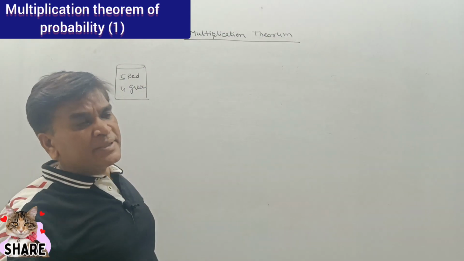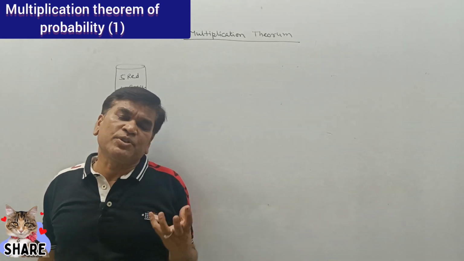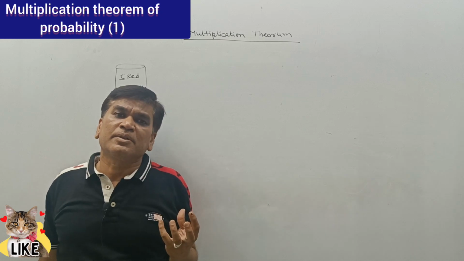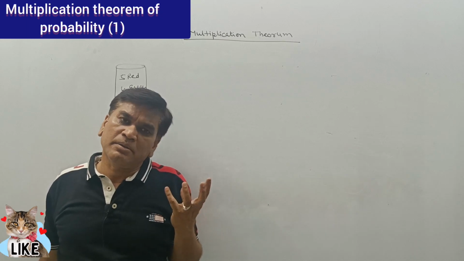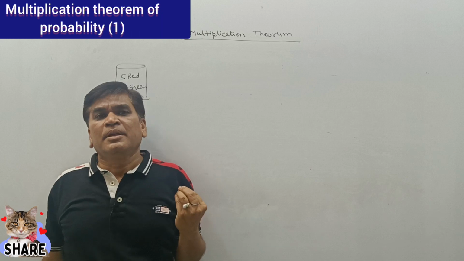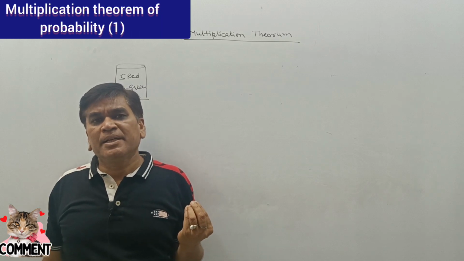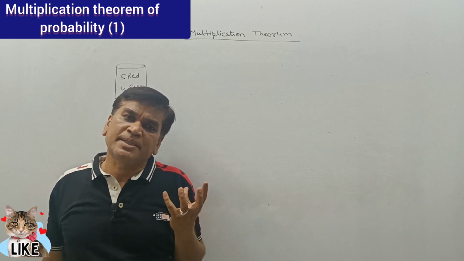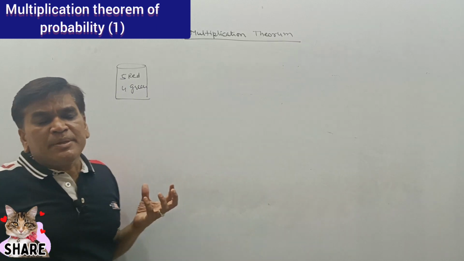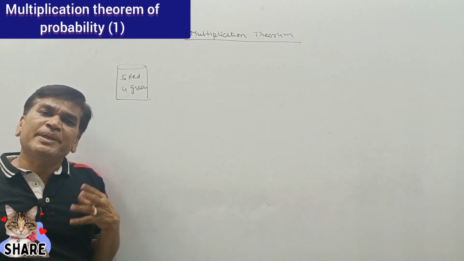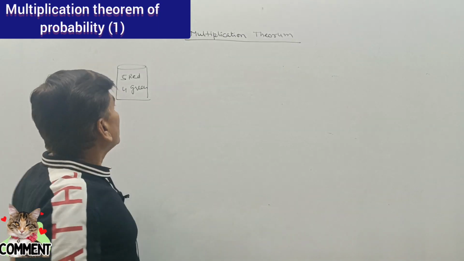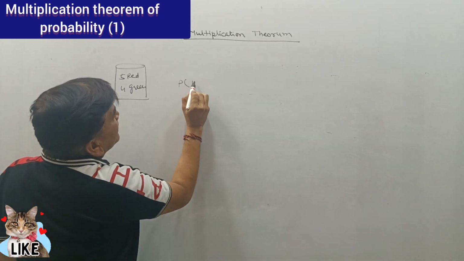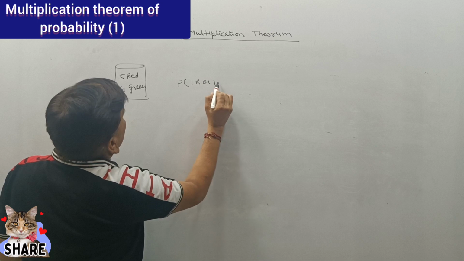Suppose one bag contains 5 red and 4 green balls. 2 balls are drawn at random, 2 times. What is the probability that both balls will be of different colors? So we are getting the probability of 1 red and 1 green.